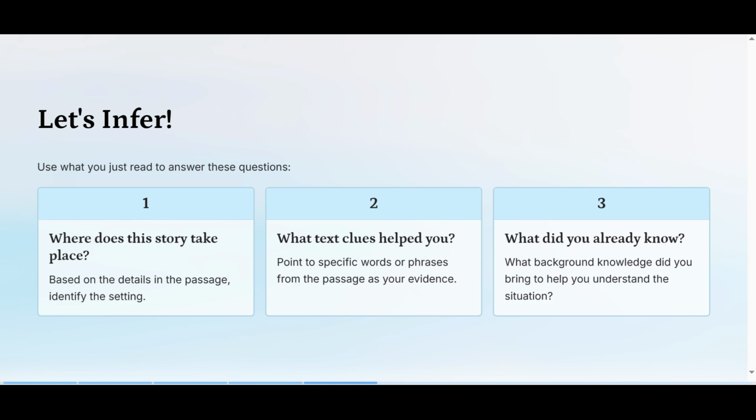Let's infer. Use what you just read to answer these questions. Where does this story take place? Based on the details in the passage, identify the setting. What text clues helped you? Point to specific words or phrases from the passage as your evidence. What did you already know? What background knowledge did you bring to help you understand the situation?